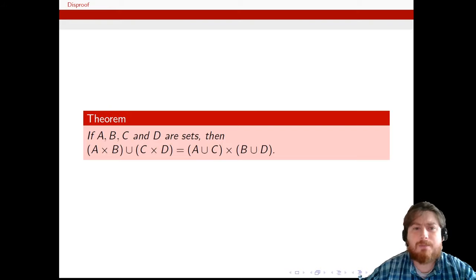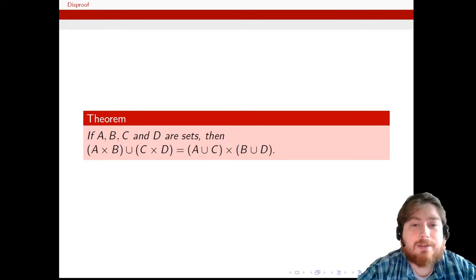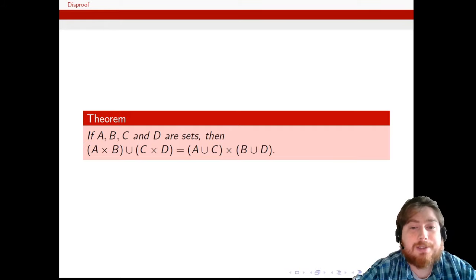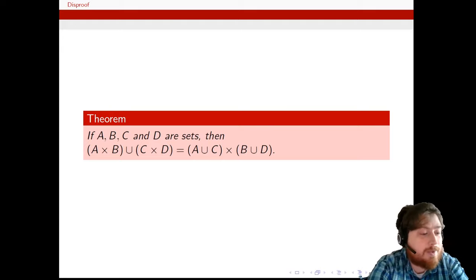All right, back to the point here: we're trying to determine if this is true or false. And so we want to think about, can we just try some different examples? I would try something like A is {A}, B is {B}, C is {C}, and D is {D}. If I take A cross B, it's going to be the ordered pair AB.